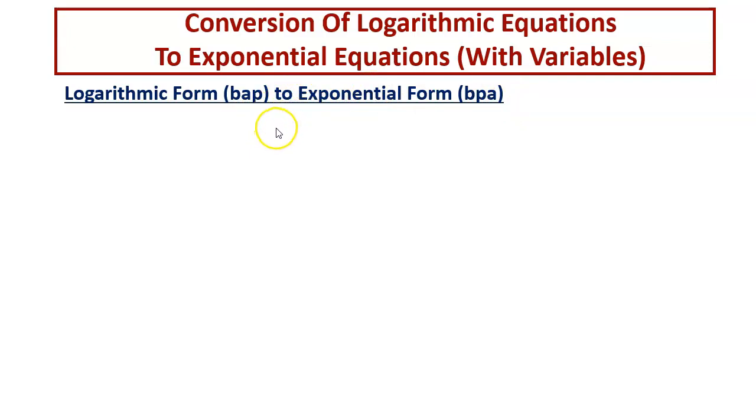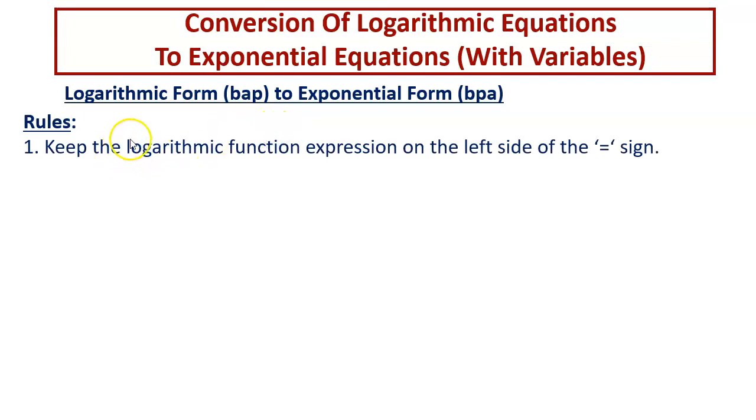First of all, let us look at the rules. The rules will exactly be the same as our previous session, but since there are variables, you will be seeing that the rules are exactly the same, no doubt about that. Instead of numbers, you have to write variables. And since I have written this BAP and BPA, that is why I am giving you these rules. Otherwise, it is not mandatory.